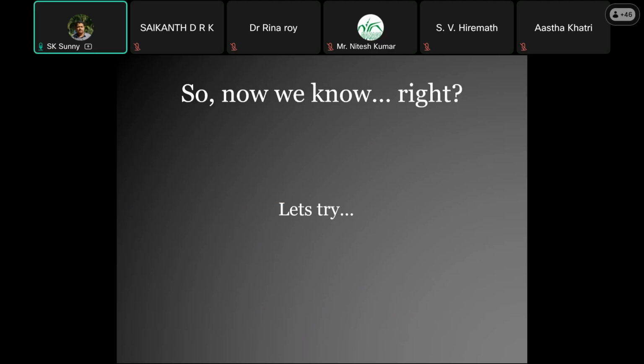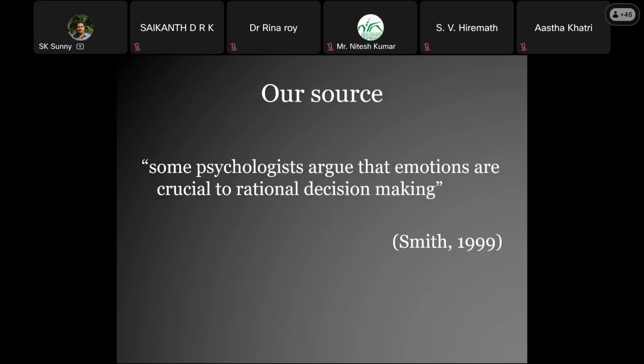Okay, now I will give you a few examples and you have to apply your mind whether it is plagiarism, yes or no. Okay. So take for example, this is the original document I am referring to. Smith 1999. Some psychologists argue that emotions are crucial to rational decision making. This is one statement I have taken from Smith. Okay. Some psychologists argue that emotions are crucial to rational decision making.